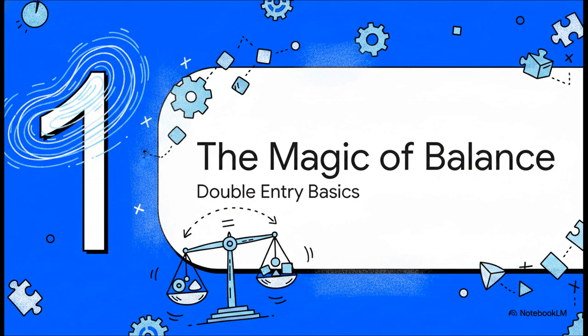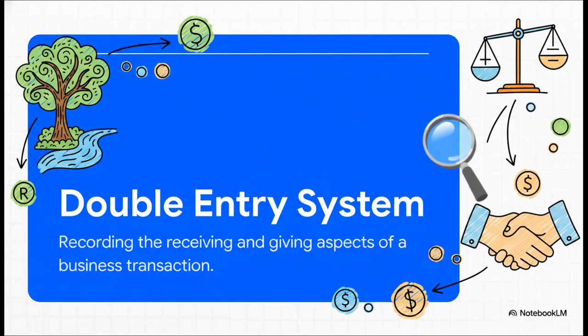All right, section 1, the magic of balance. Now, before we look at a single number, we really have to understand that a business is a lot like a physical ecosystem in nature. Nothing just appears out of thin air, right? And nothing vanishes without a trace. Energy simply changes form. While in business, money and value operate the exact same way.